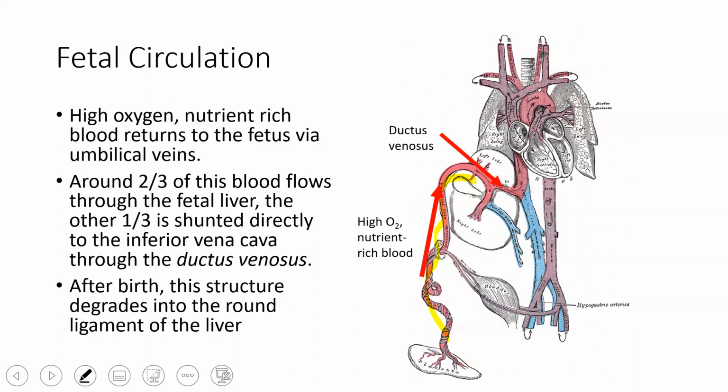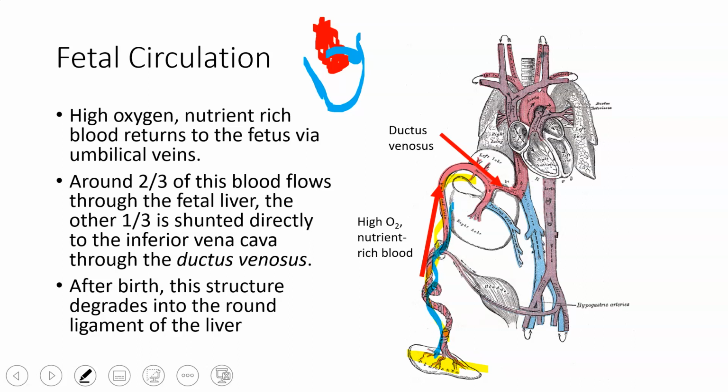What happens is back here at the placenta, we get these little pools of maternal blood here, and then we get tiny little fetal blood vessels out here, and we get diffusion. It's chorionic villi. More on this later. But nutrients diffuse from the maternal blood into the fetal blood, which then circulates back through those umbilical veins.